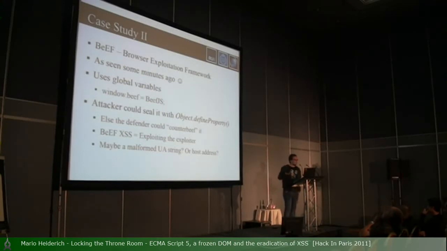And with the sealing technique, when you seal this BeEF object, this global variable, and make sure that the defender cannot modify it anymore, you have a tamper-proof BeEF, at least on modern browsers, and you can make sure the defender doesn't fire back at you. So it's maybe not the most usual use case here, but it's an interesting use case to consider in case you plan something bad with Object.defineProperty, which is possible as well.